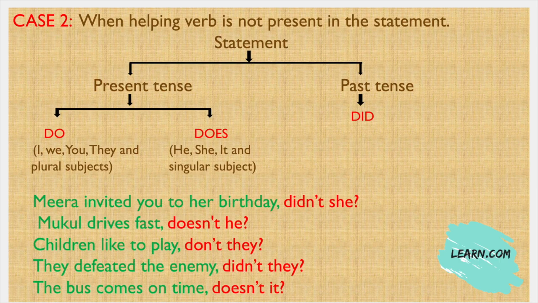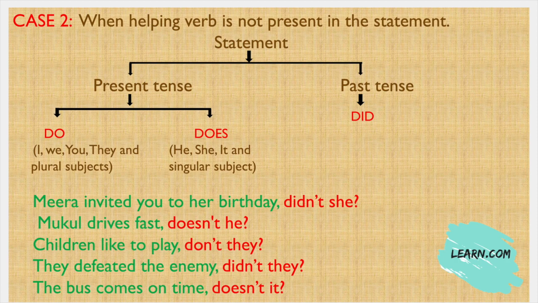Let's take up the next case now. Case 2. This is the most important case: when the helping verb is not present in the statement. The pronoun you can easily get, and if the pronoun is not present, there will be a subject, so you can convert the subject into a pronoun. But what if there is no helping verb in the statement? It means there will be the main verb in the sentence. So for such examples, we have given a chart which you can see on your screen.